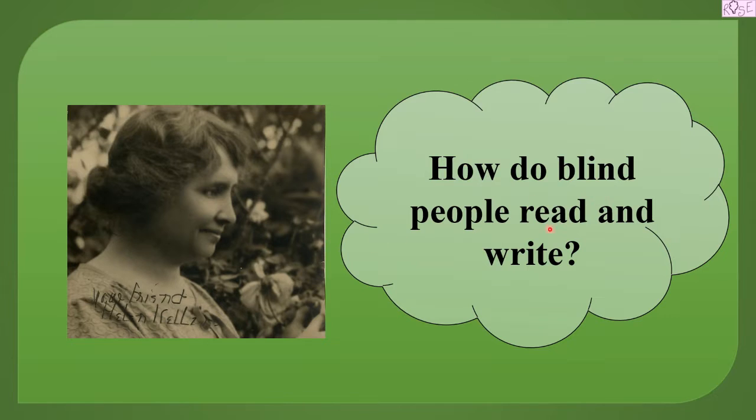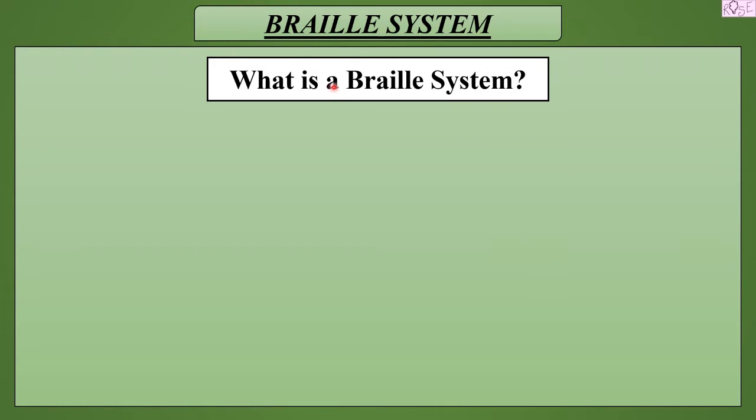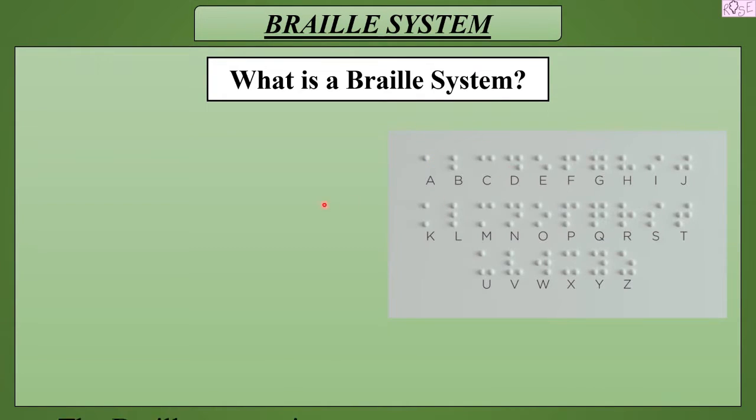So, how do blind people read and write? We'll learn about this system which helps blind people to read and write. So, this system is known as Braille system. What is it known as? Braille system. So, what is a Braille system? We'll get to know about this in this video.